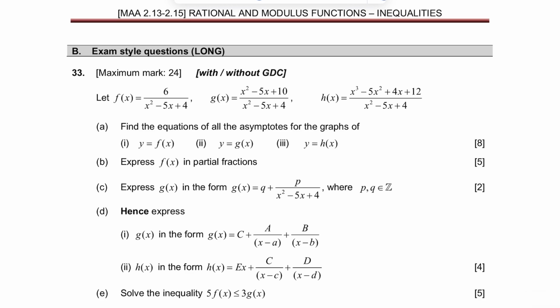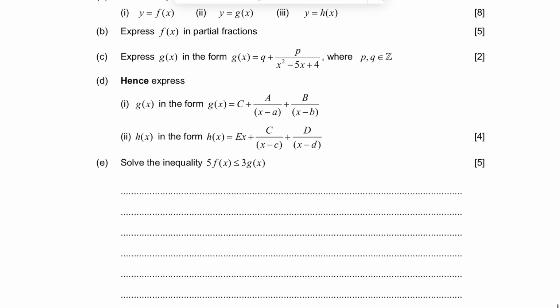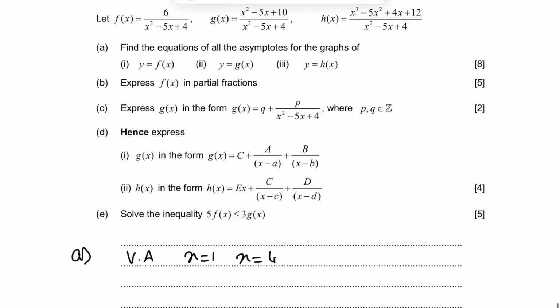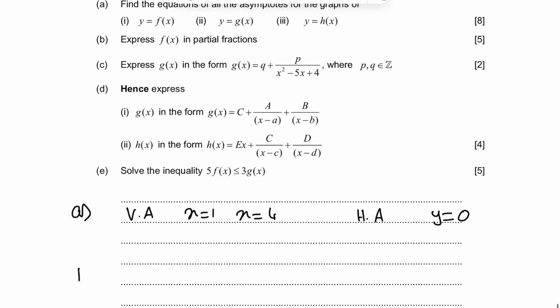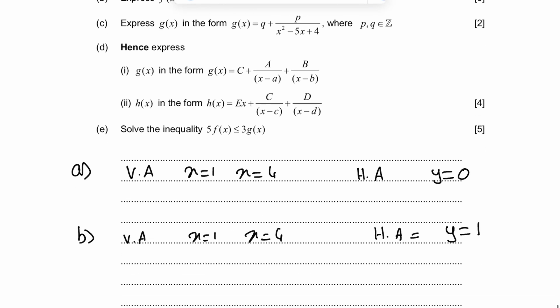Question number 33. Write down the equations of all the asymptotes for the graph y equal to f of x, g of x, and h of x. So part A: vertical asymptote, denominator equals to 0. It's a bottom heavy equation, so horizontal asymptote y equals to 0. Part B: vertical asymptote x equals to 1, x equals to 4. Horizontal asymptote, both the coefficients are same, so y equals to 1.